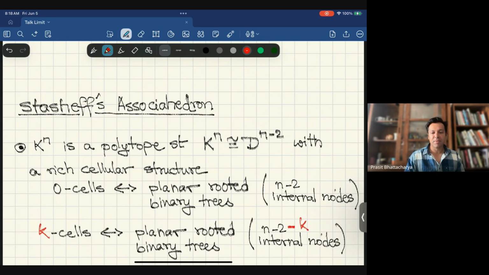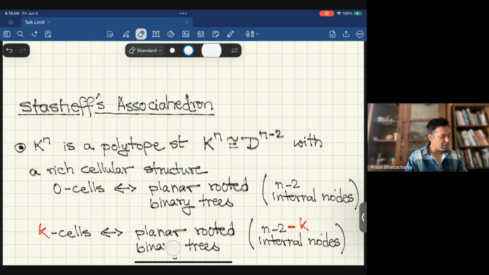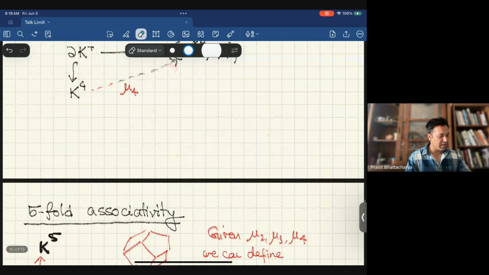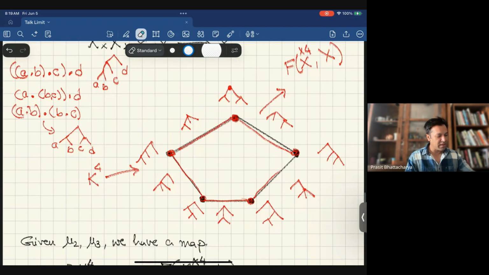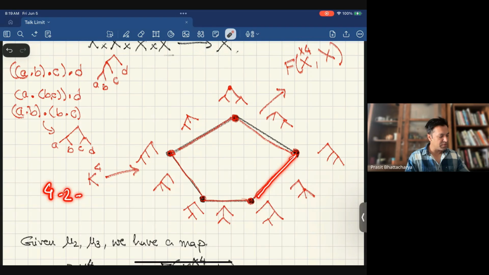So you collapse one of the edges. And so they are in one-to-one correspondence with planar rooted, no longer binary, just trees. Like, for example, here, like the pentagon, here it is 4, so 4 minus 2 is 2, minus 1. So you have only one internal edge to describe the one cells. Any questions at this point?